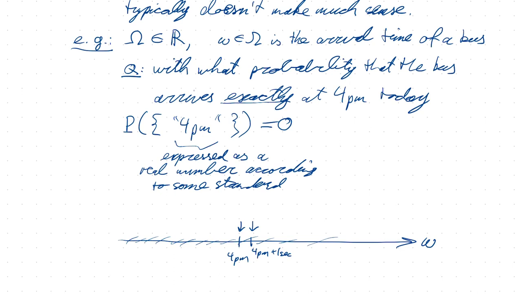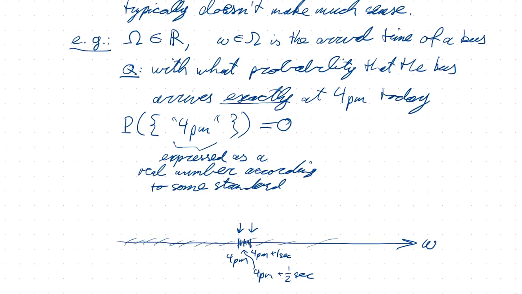But then you can go even finer. Then you can say, okay, what about this time, which is 4 p.m. plus half a second? Well, it should probably also be pretty much the same probability. It should probably even be somewhere in between these two probabilities. And then you could continue this process and you could really find an infinite number of time steps in between here. And if you want to be consistent, you have to assign to them some probability that's very close to these probabilities at the ends.